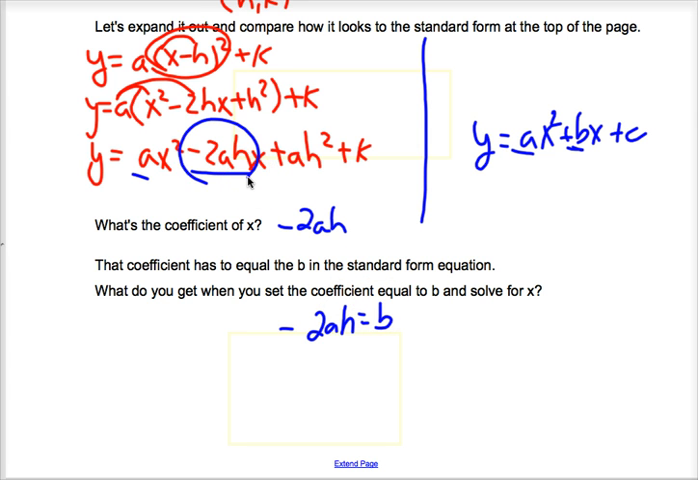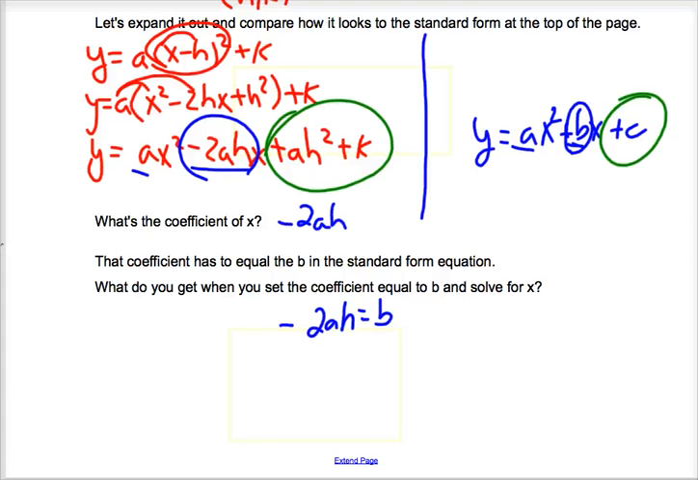This is in front of x. This is in front of x. The rest of this stuff doesn't have an x by it. So that's really the same thing as c. ah squared plus k is c. Now, I don't care about that right now, but I'm just saying it doesn't have an x, so that's the same as c.